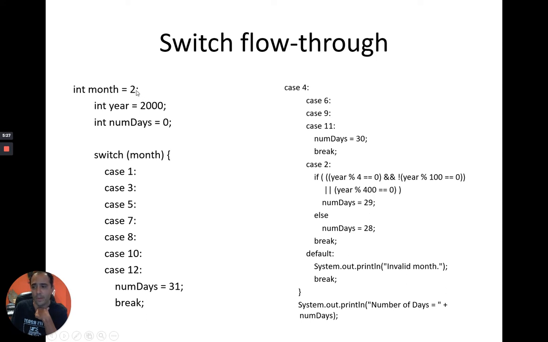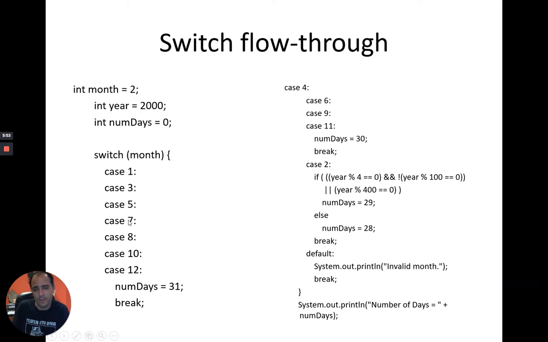I have a month, and the month is 2. And over here I'm going to make a decision based on that month. And so what I've got here is a case 1, case 3, case 5, case 7, case 8, case 10, case 12. I don't have any code in here, but I also don't have a break. And until it sees a break, the code is going to continue running through looking for a case to follow.